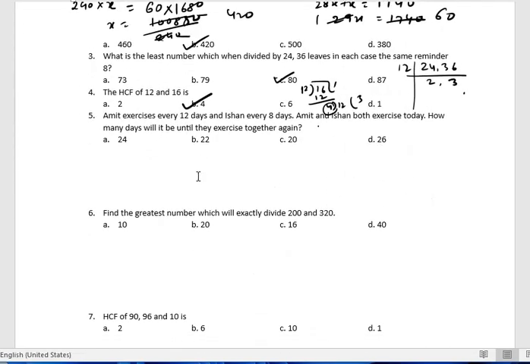Okay, so the next question is: Amit exercises every 12 days and Ishan every 8 days. Amit and Ishan both exercise today. How many days will it be until they exercise together again? So again, what do we have to find out? LCM. Here we have to find the LCM of 12 and 8. We know that the LCM of 12 and 8 is what?